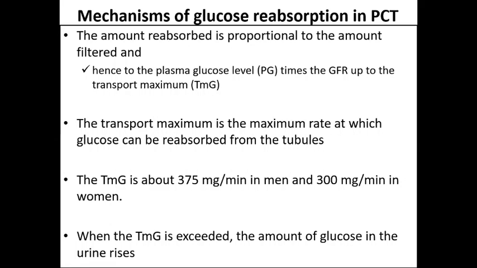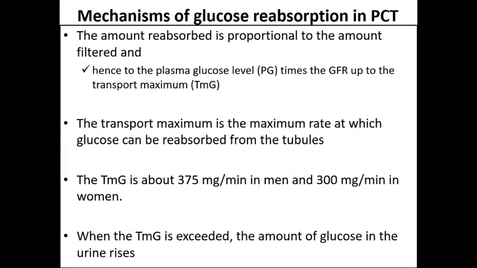So the transport maximum is the maximum rate at which glucose can be reabsorbed from the tubules. If those transporter channels reach a maximum rate of reabsorbing, but there's still a lot of glucose, you'll find that some of this glucose will start appearing in the urine now. So the T maximum, or the transport maximum for glucose, is about 375 milligrams per minute in men and 300 milligrams per minute in women.